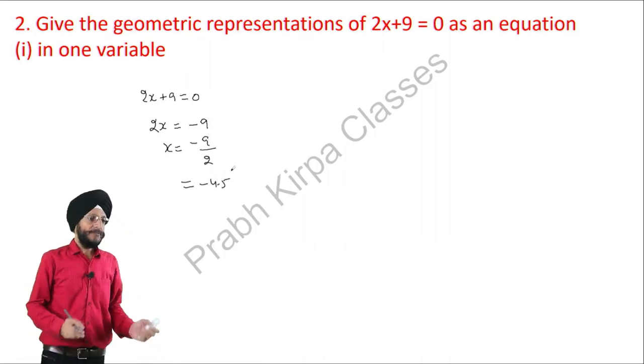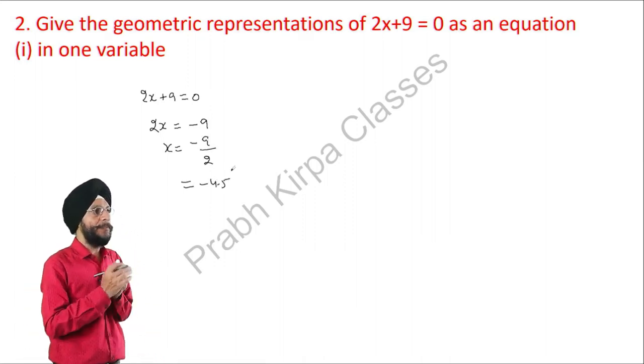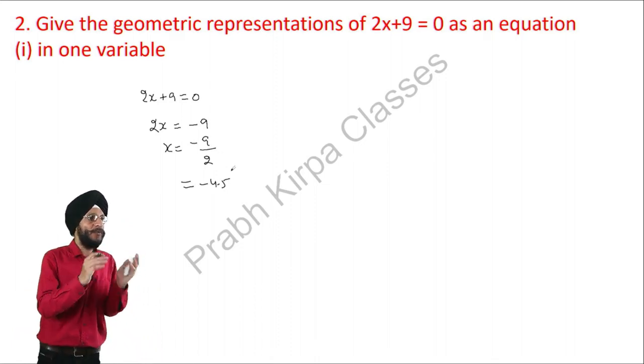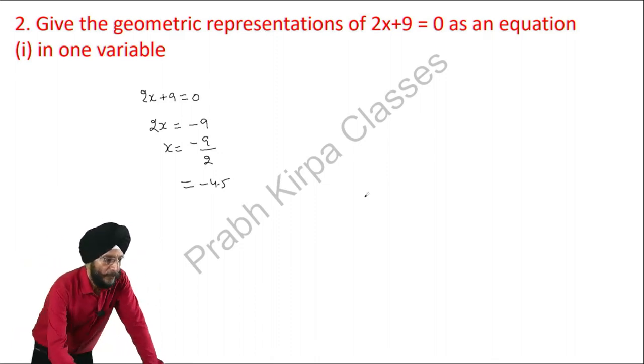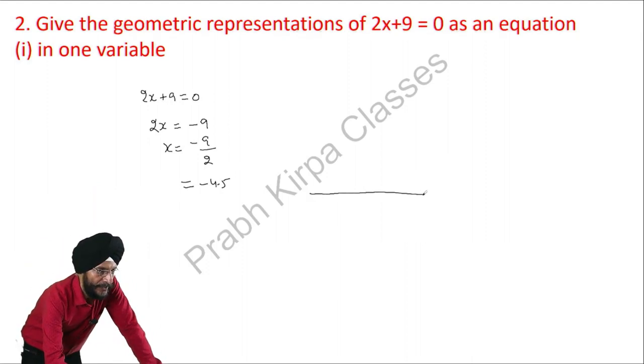In the case of geometric representation of linear equation in one variable, we simply draw a number line. This is the number line. Here value is 0, here it is 1, 2, 3, 4, here it is 5.